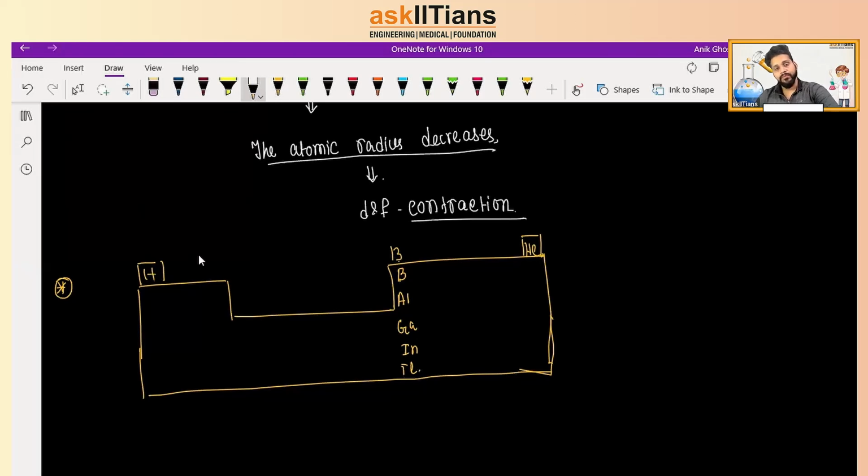Right. Now here, before gallium, we have 3D series elements. Before indium, we have 4D series elements.